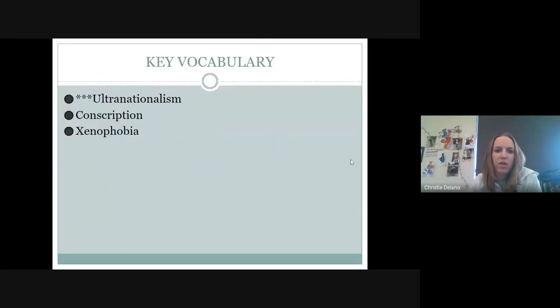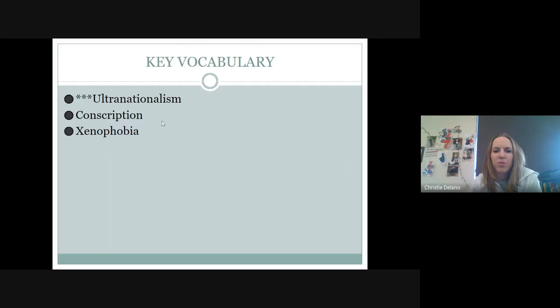A couple of keywords to think about. One is ultranationalism. Ultranationalism is this idea of extreme, radical nationalism. Throughout history, we see this largely with authoritarian dictators like Hitler and Stalin. But the Americans and the Canadians had ultranationalistic tendencies as well, just looked at in a bit of a different way. So keep that in mind.